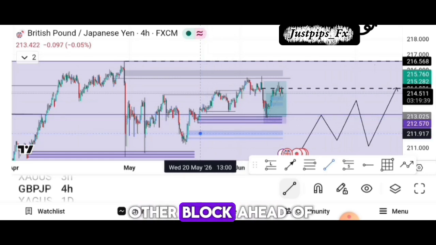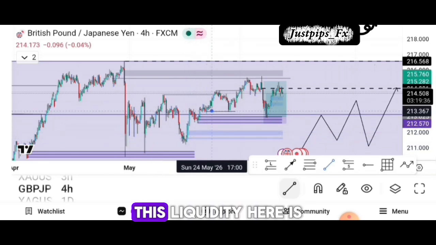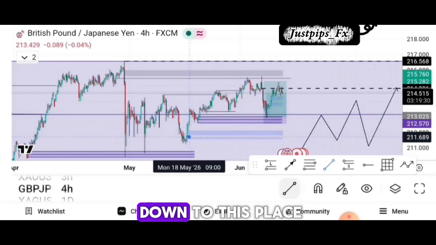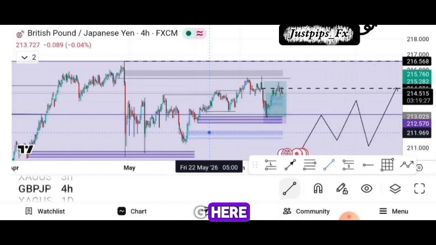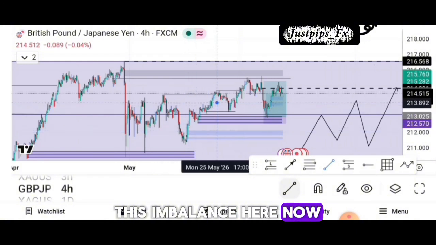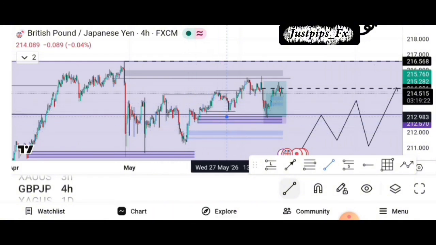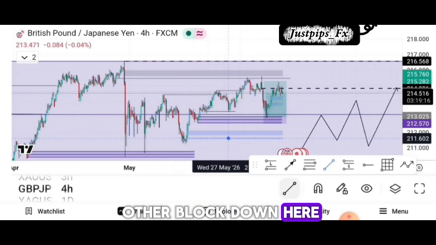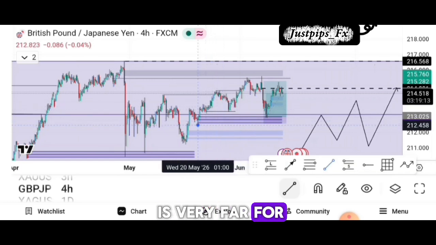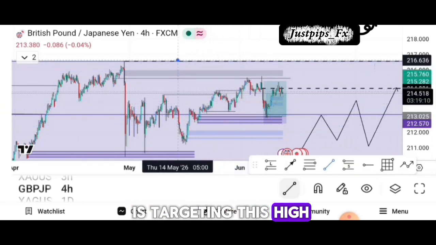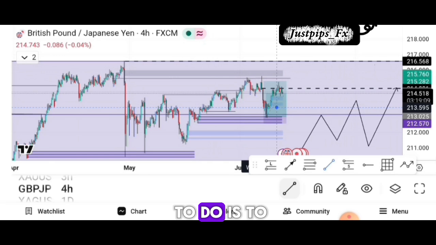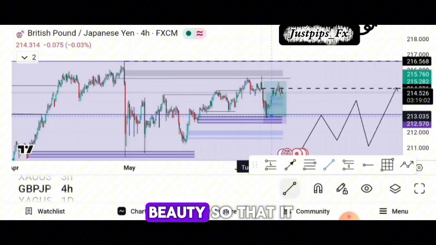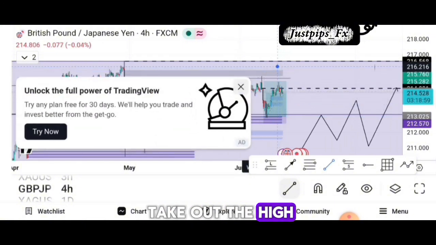Why I choose this order block ahead of this one is simple. This liquidity here is closer to my order block than to this one. For the market to come down to this place, it needs to integrate this FVG here, this imbalance here. Now it will come and tap into here, go up, come down before it will tap into the order block down here. You get? So that is very far for the market to do. So since the market is targeting this high, what it basically needs to do is to take the closest order block close to its liquidity, so that it can push up and take out the high.